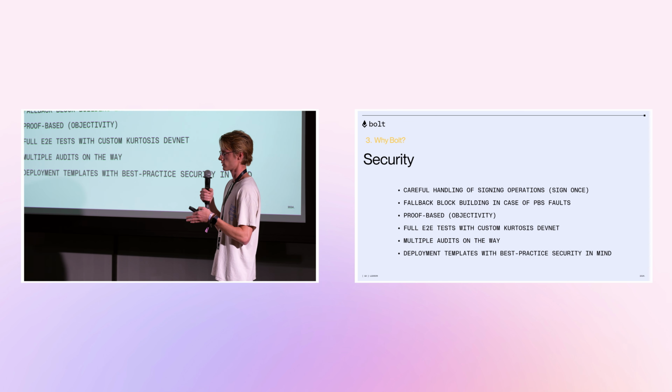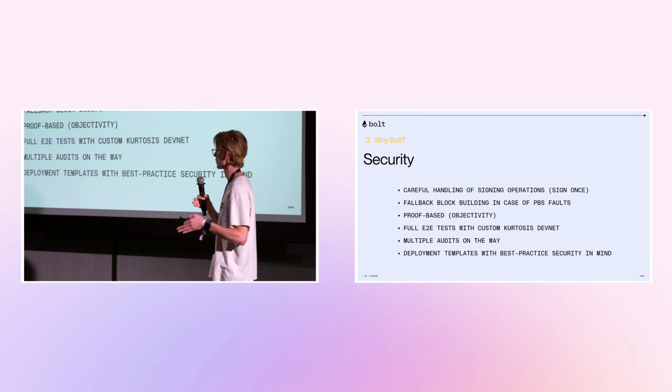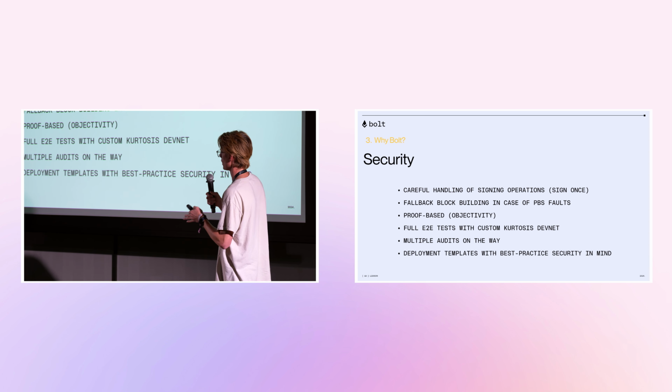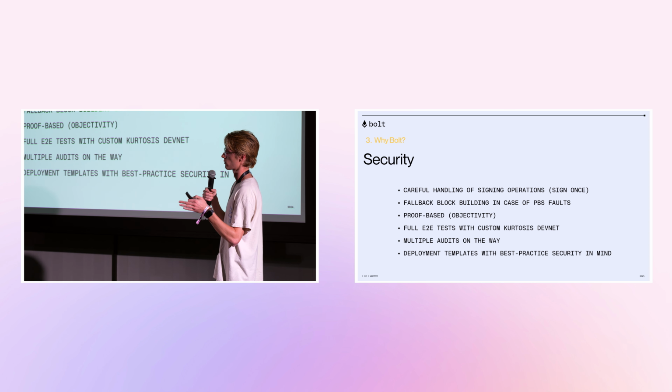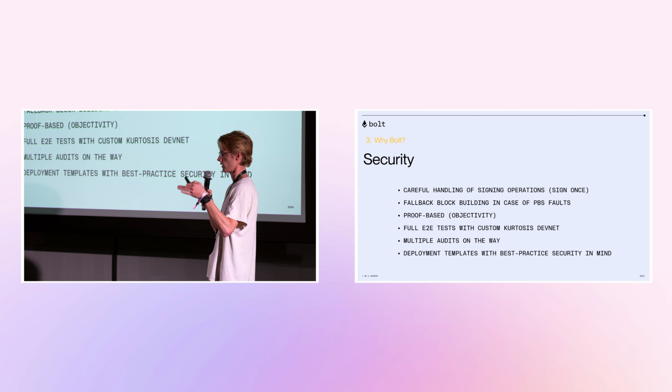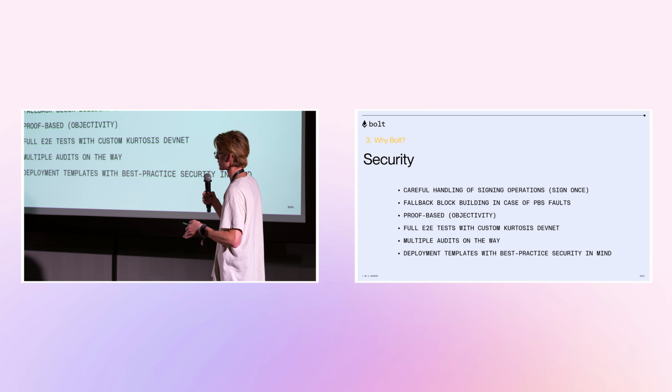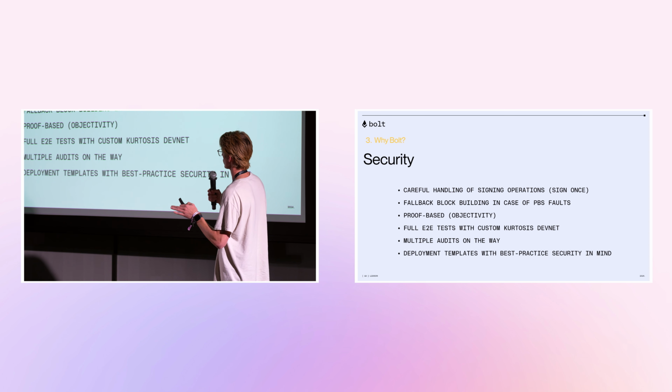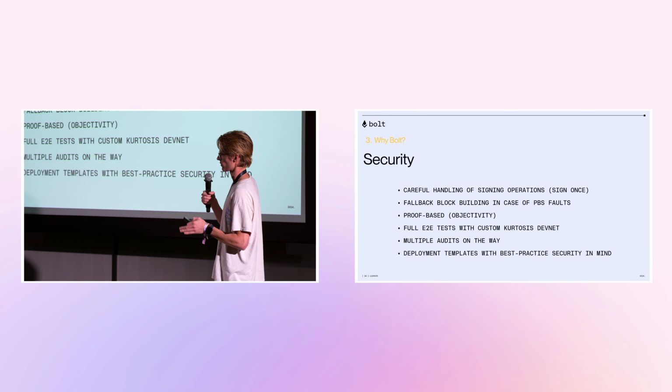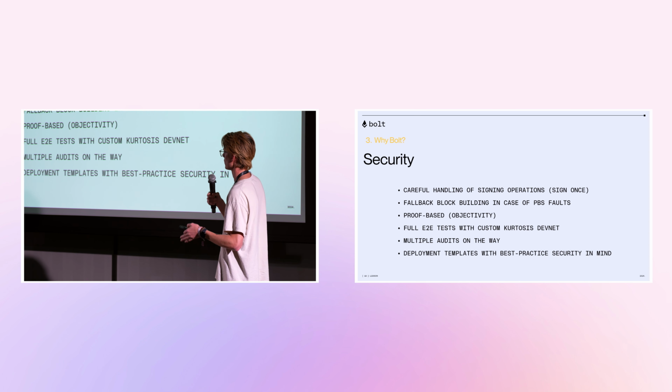On the security side, obviously, same story. If you want proposers to run this, you need to be very careful. There are signing operations involved, and one way that we deal with it is we only require the validator to sign once to authenticate everything, and from then on they can use different keys. This sign-once signature is on a different signing domain so that the signature is never valid anywhere else outside of this specific application. We also implemented fallback block building in the case of PBS faults.